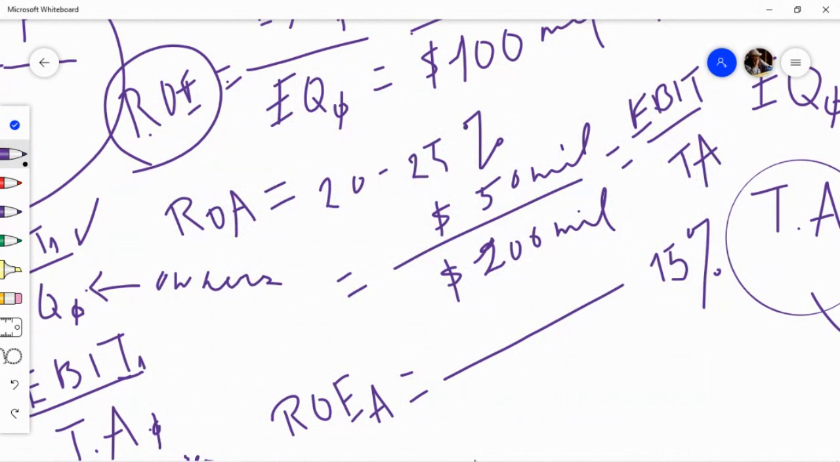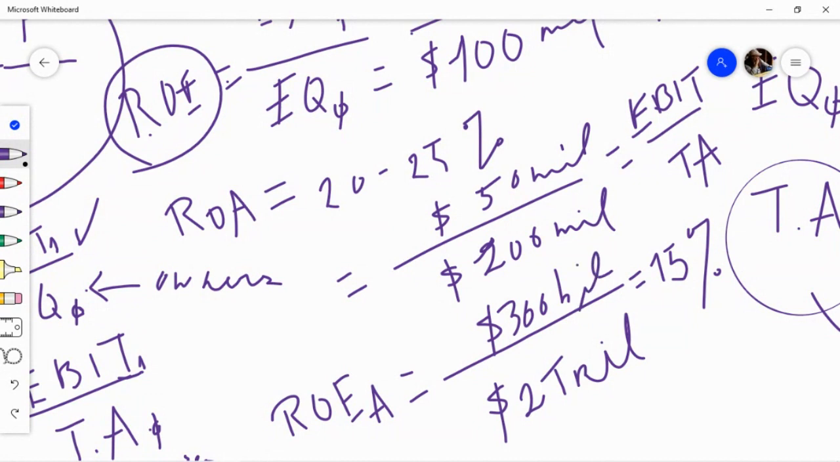But let's say Apple's return on equity is 15%. Think about it. Equity alone is 2 trillion. 10% of 2 trillion is what? 200 billion, isn't it right? So for it to be 15%, it has to be 300 billion. Right? Makes sense? So, look.